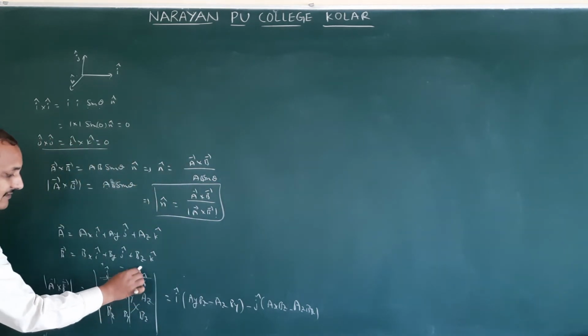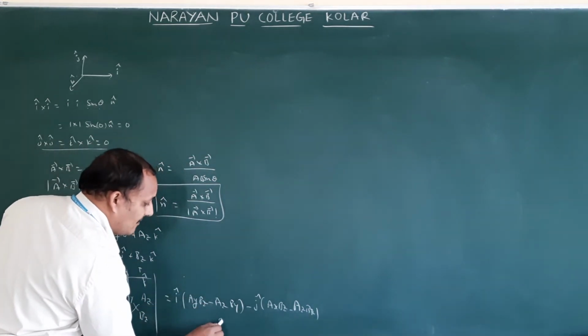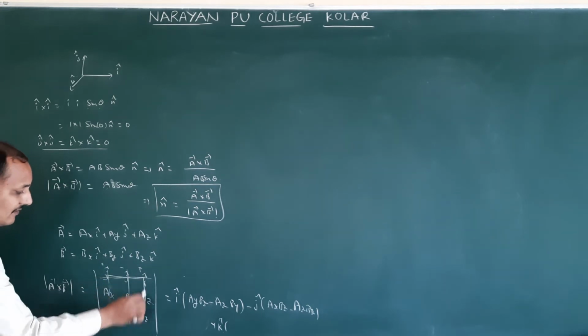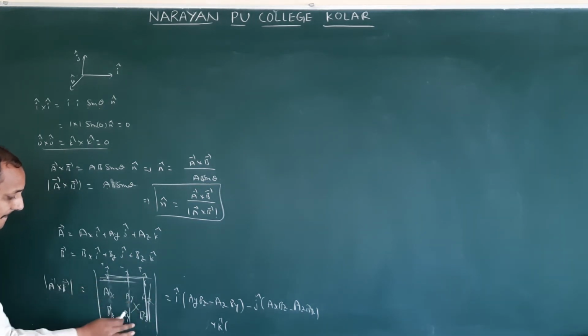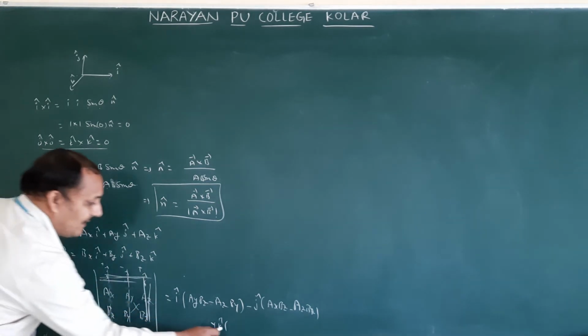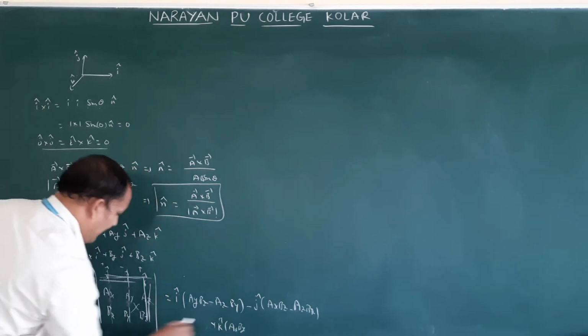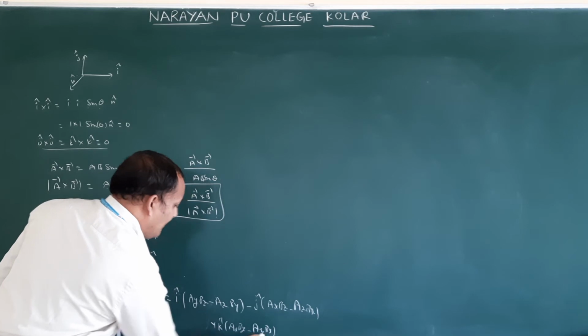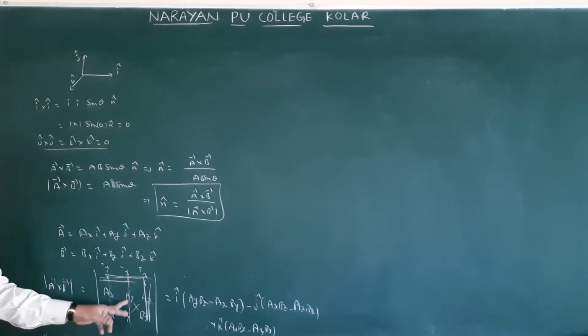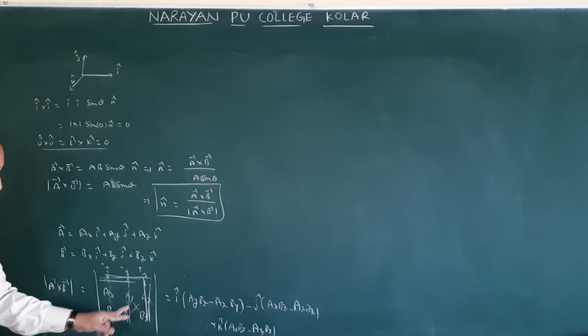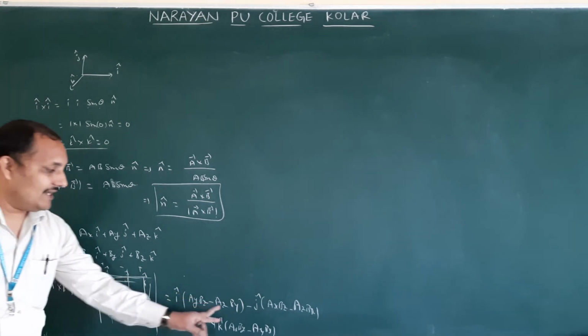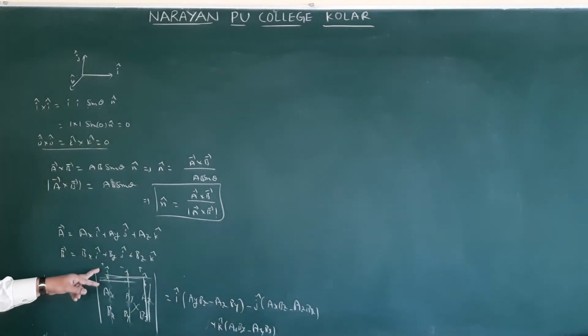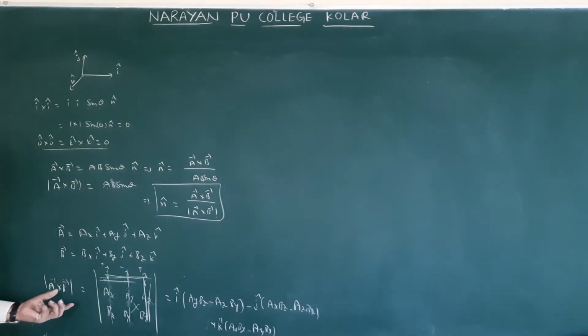Next, the third one will be plus K cap. Now these two will be closed, and we multiply AX BY minus AY BX. Whenever we are multiplying in a cross product, it is these two and these two, with minus in between. So for this it is plus, minus, plus. Okay, so this is how to do the cross product determinant.